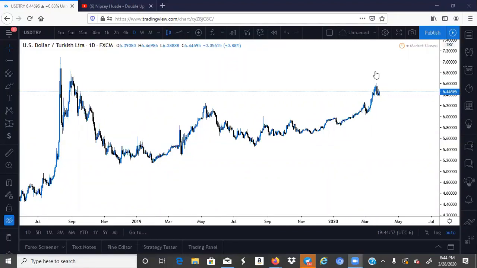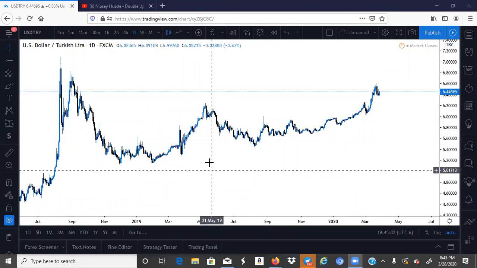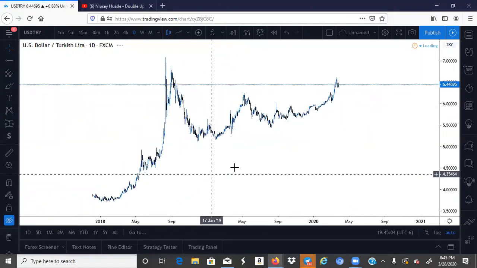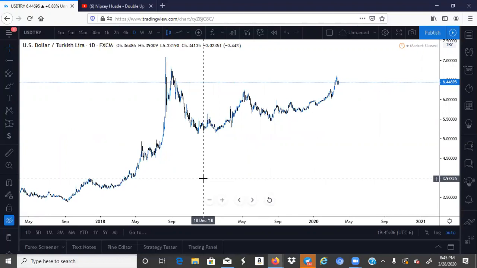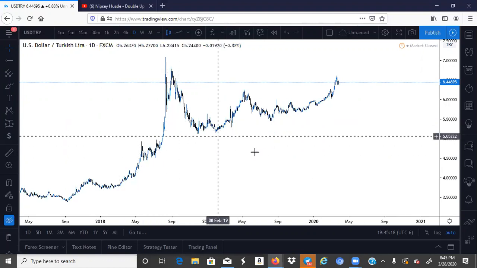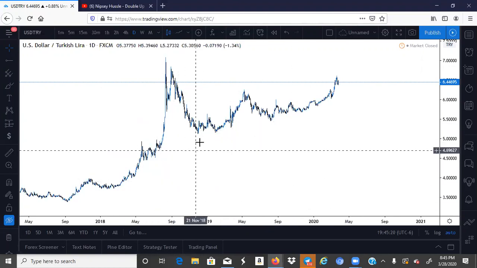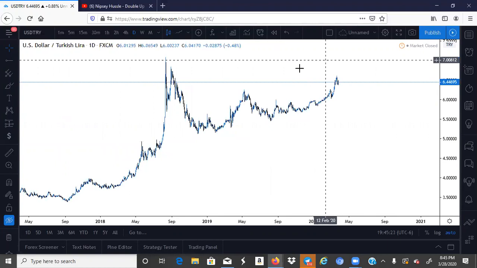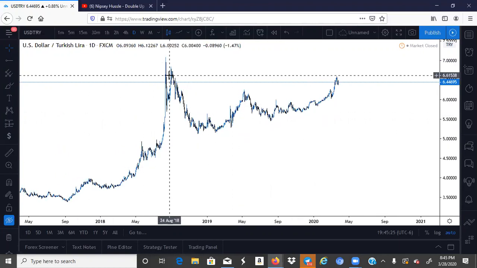So what I do is I come in, I look at the daily time frame to determine what trend this currency pair is in. The US dollar versus the Turkish lira is in the uptrend, clearly. That means it's going up in value. It has higher highs and higher lows. I'm gonna actually show y'all what a higher high and a higher low is, because I know everybody doesn't really understand what that is.